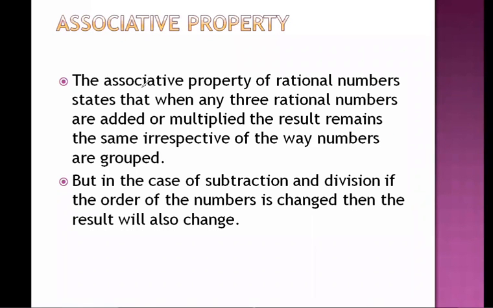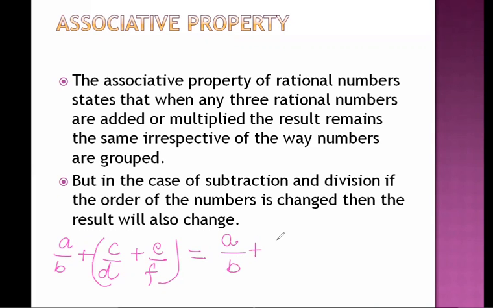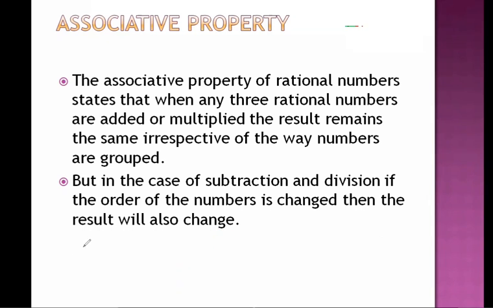I can write this in the general form also. That is like this: A by B plus C by D plus E by F, when grouped, gives the same result as C by D plus A by B plus E by F. But in case of subtraction, this cannot be possible. The answer would be different, as we have seen in the example.